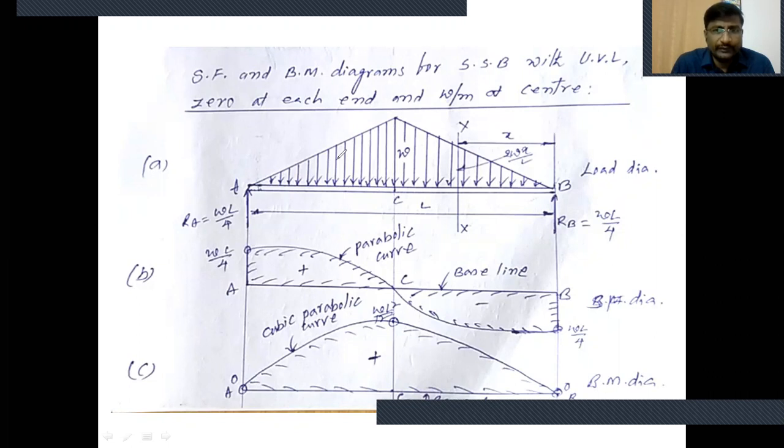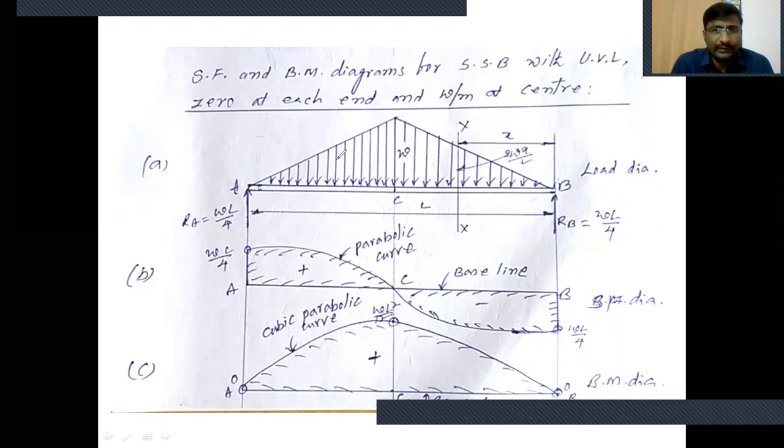Dear students, first, how do we find the reactive forces at the supports, that means RA and RB? By using the static equilibrium equations, we can find the reactions at the supports. So what are the different types of equilibrium equations? We have sigma Fx equal to 0, sigma Fy equal to 0, and sigma M equal to 0 as the static equilibrium equations.